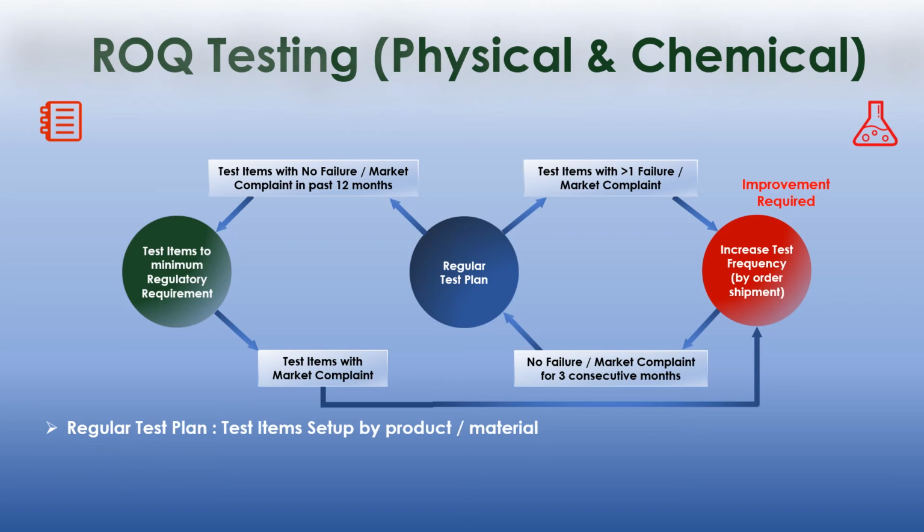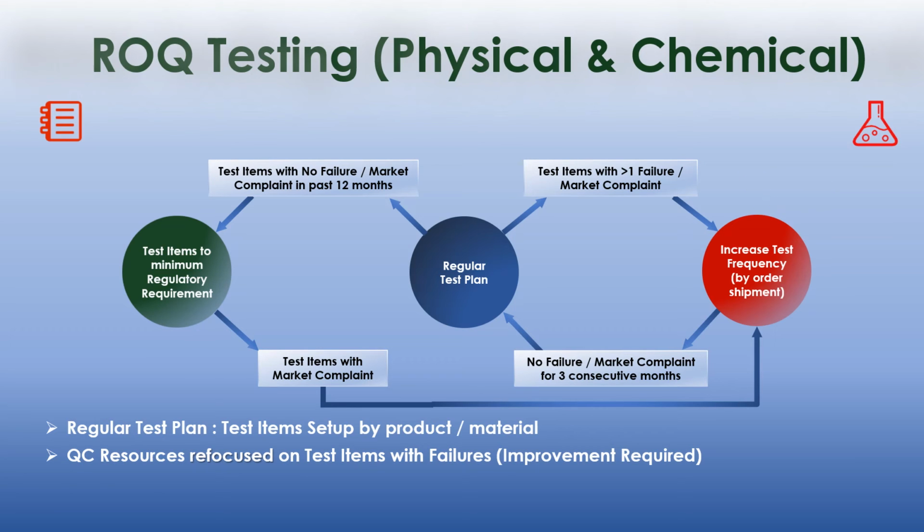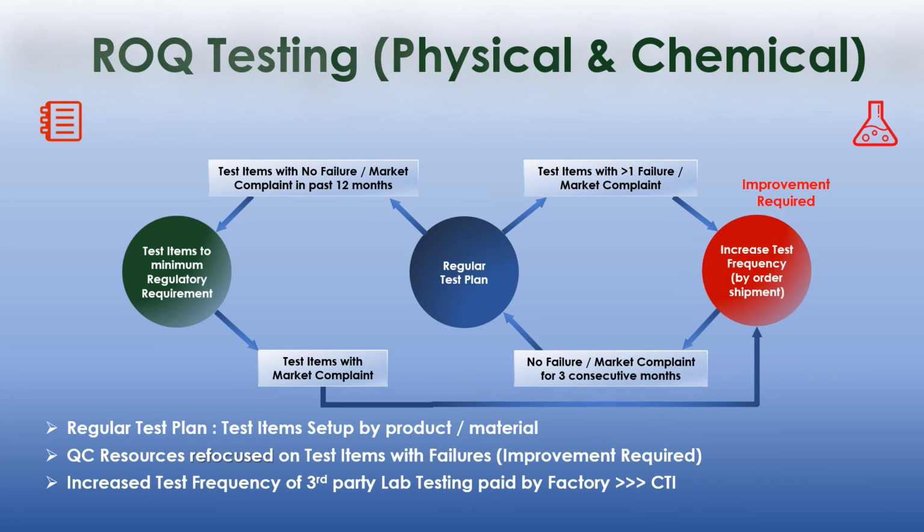Setup of the test items of the test plan can be done by product, material, or by brand. As with ROQ inspection, freed up resources can be reassigned to value-added activities such as driving self-reliance, improving poor-performing factories or products, and so on. Also, as with ROQ inspection, increased testing frequency at third-party labs should rightfully be paid for by the concerned supplier.